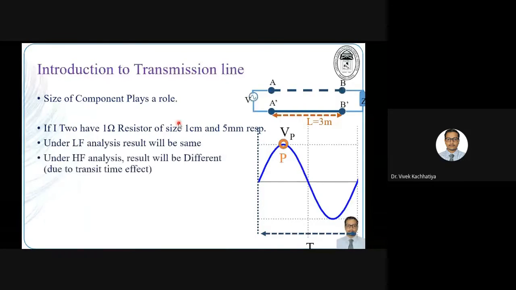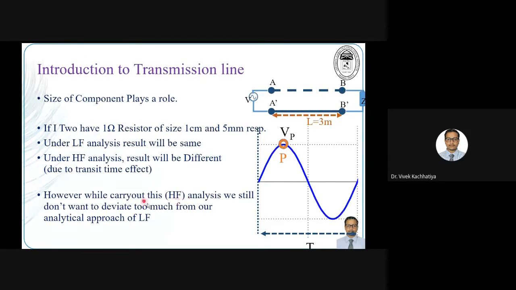But under high frequency, what will happen? This 1 centimeter 1 ohm resistance will give me some result, whereas the 1 ohm 0.5 centimeter size resistor will give me a different result. So now we understood that component size matters when we go for high frequency analysis. I want to carry out high frequency analysis. At the same time, I don't want to deviate much from the approach we use for low frequency analysis. So basically how do we do low frequency analysis? KVL, KCL, right?